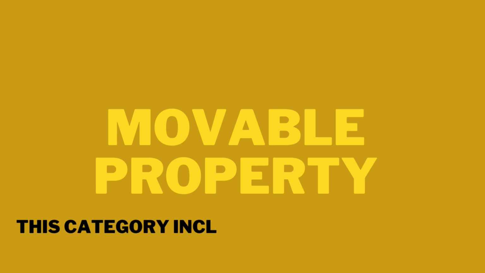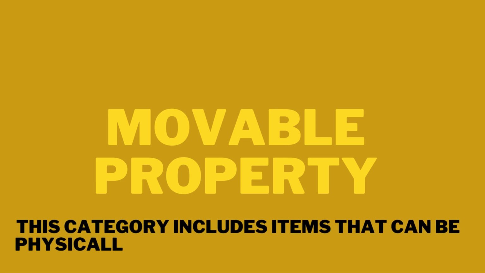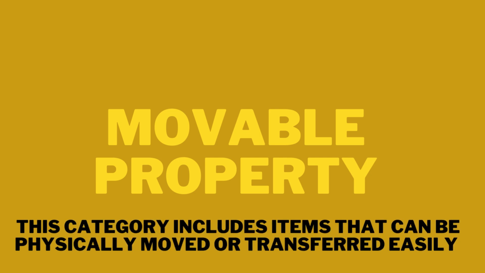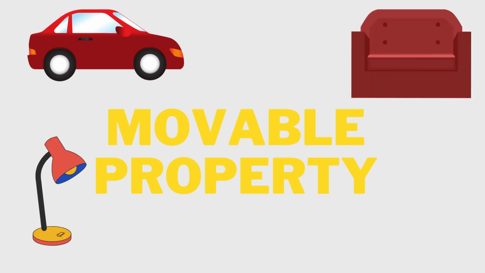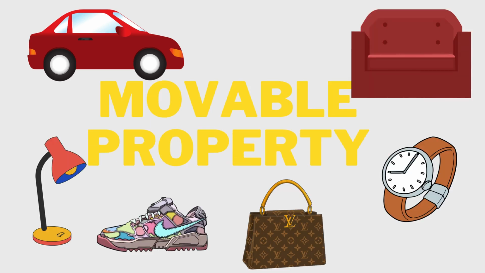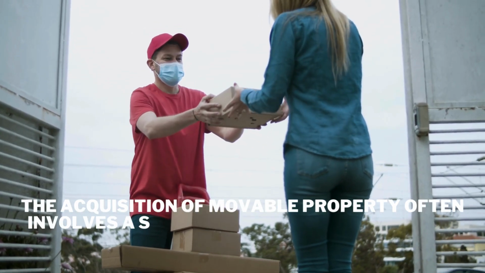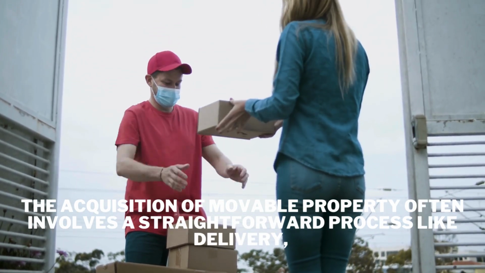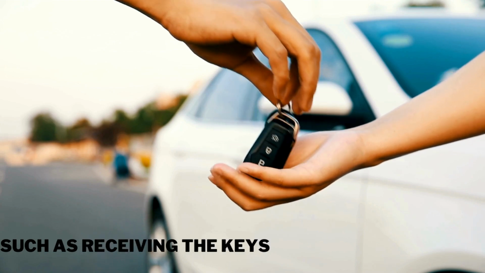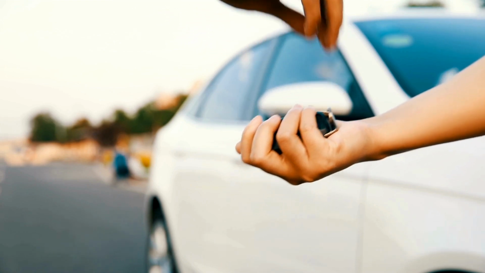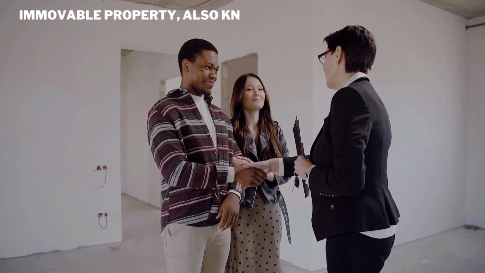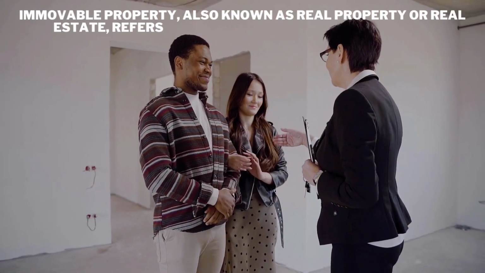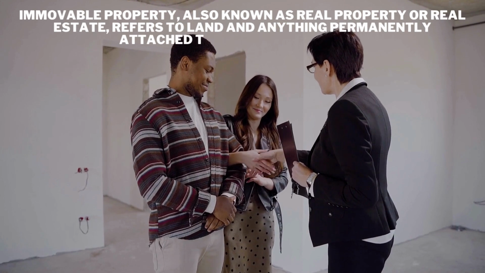So let's start with movable property. This category includes items that can be physically moved or transferred easily. Examples are vehicles, furniture, or personal belongings. The acquisition of movable property often involves a straightforward process like delivery, such as receiving the keys to a purchased car.